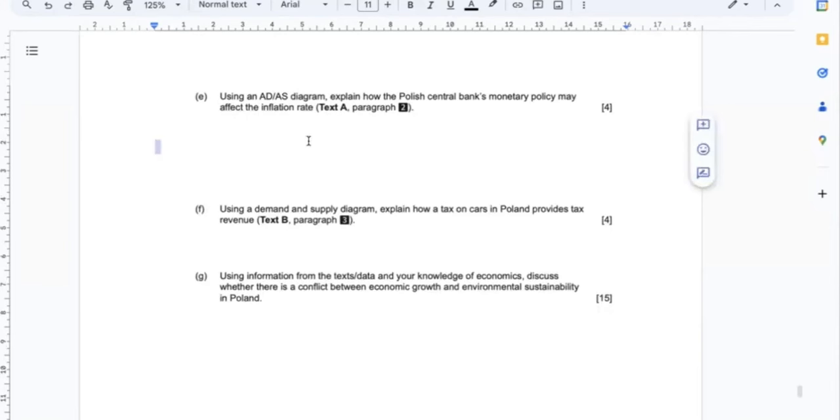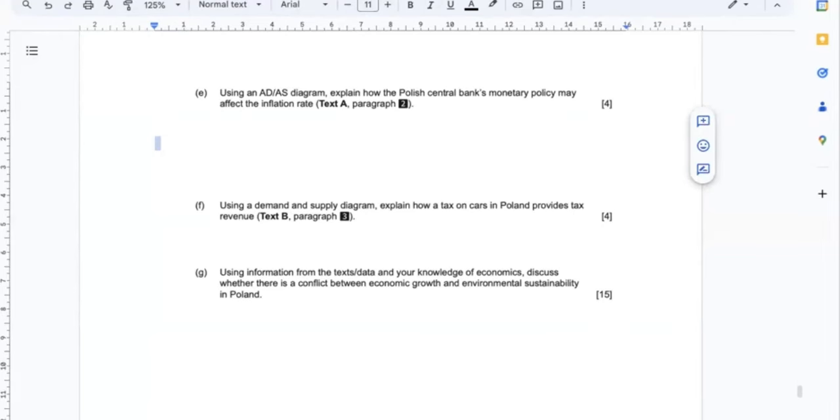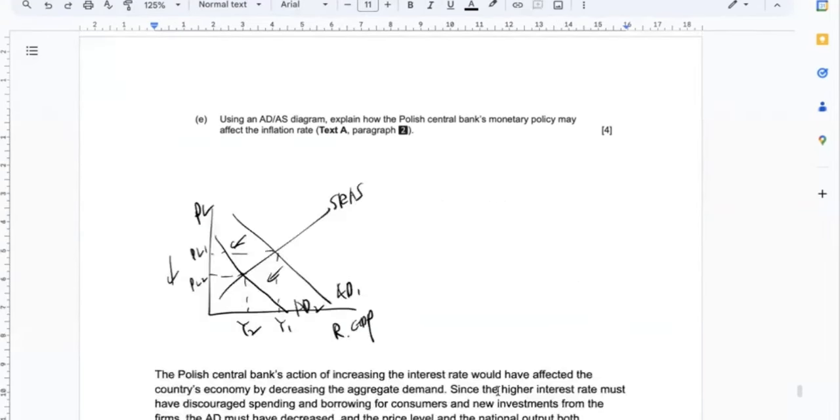Question E, using an AD-AS diagram, explain how the Polish central bank's monetary policy may affect the inflation rate. According to the text, we could find out the fact that the Polish central bank increased the interest rate, and such action would have affected the country's economy by decreasing the aggregate demand. Since the higher interest rate must have discouraged spending, borrowing for consumers, and business investment from the firms, therefore the price level and the national output both decrease.